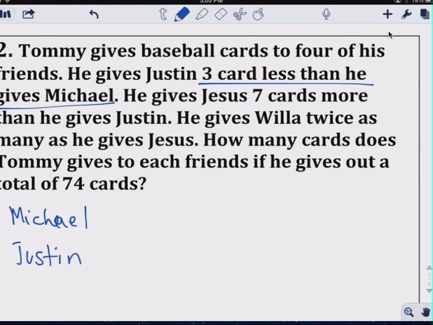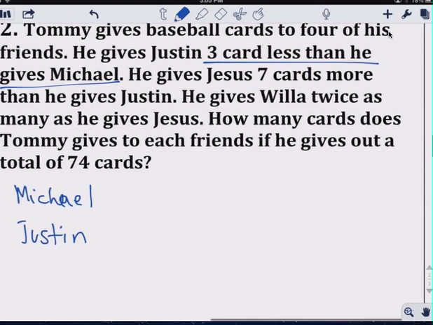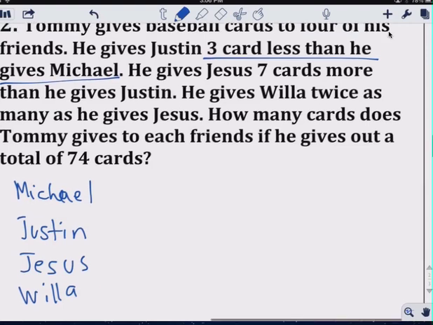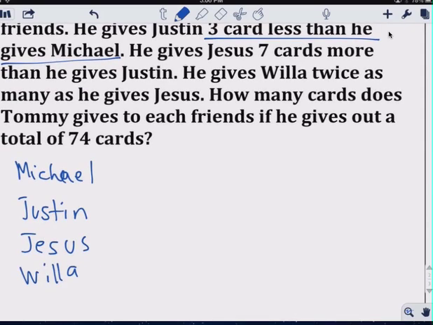He gives Jesus 7 cards more than he gives Justin. So there's Jesus. He gives Willa twice as many as he gives Jesus. Monty got cut out. Okay, that's all the friends he has, right?